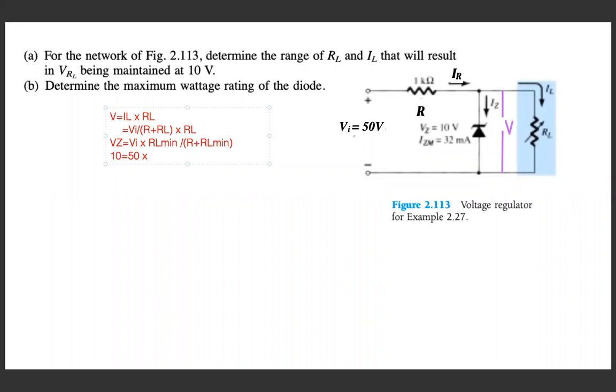RL minimum we have to find out, so I am simply putting it as a variable Y here, and R is given as 1 kilo ohm, so 1000 plus Y. Now I simply solve it for Y and tell me what is the value.